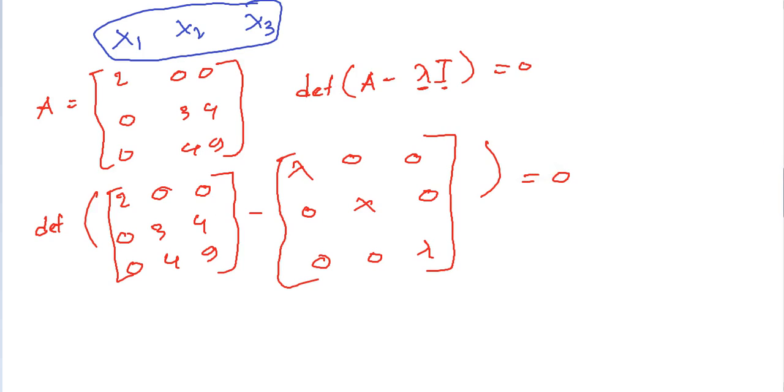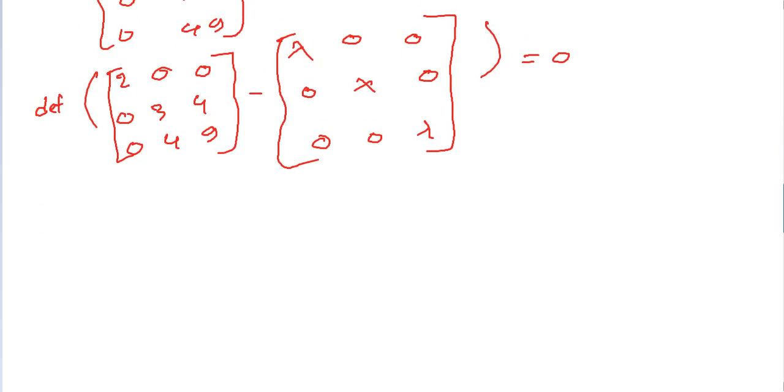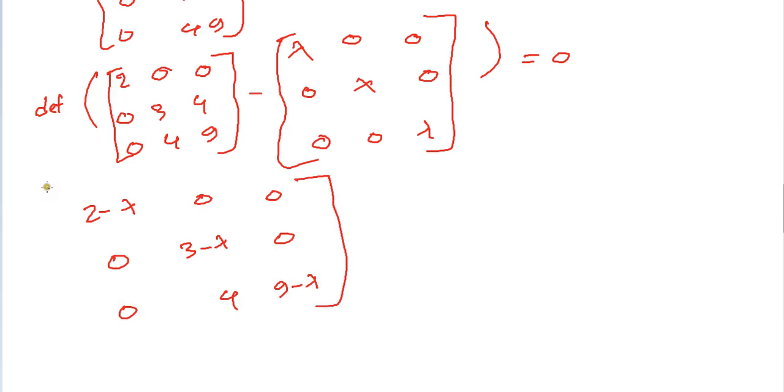So from there we can write down 2 minus alpha, 0, 0; 0, 3 minus alpha, 4; and again 0, 4, 9 minus alpha. Something like that, and its determinant is equal to 0, right?